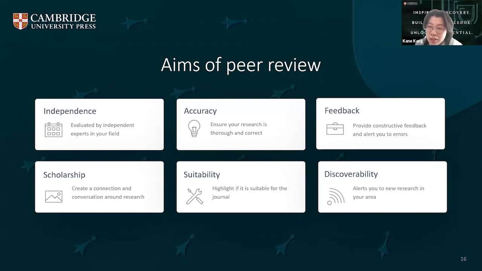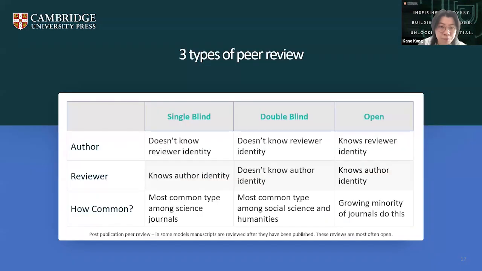And it can create a discussion between the author, reviewers, and the editors around a research field or topic. It also ensures submitted articles are suitable for the journal and its readers, and alerts you to new research in your area. For most journals, the editor will be the one screening articles for scope fit. In peer review, the main idea is to make sure the article is academically sound. So that's the aim of peer review.